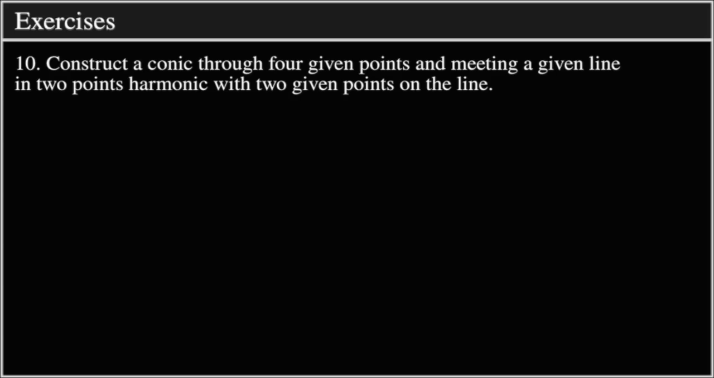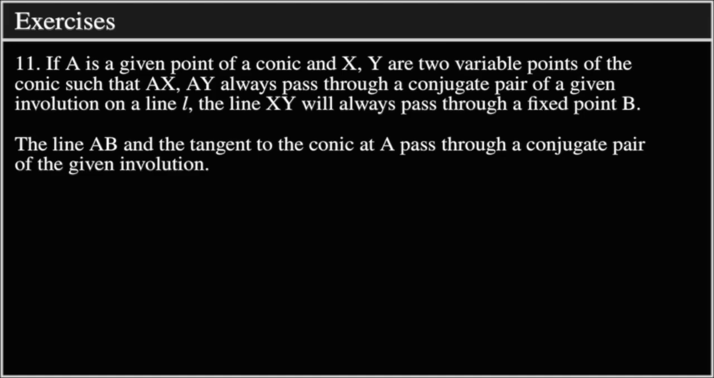11. If A is a given point of a conic and x, y are 2 variable points of the conic such that Ax, Ay always pass through a conjugate pair of a given involution on a line L, the line xy will always pass through a fixed point B. The line AB and the tangent to the conic at A pass through a conjugate pair of the given involution.